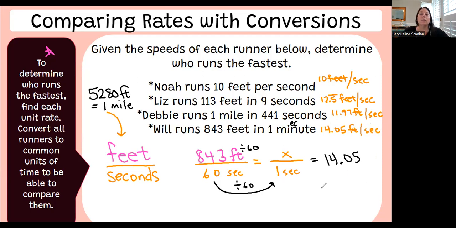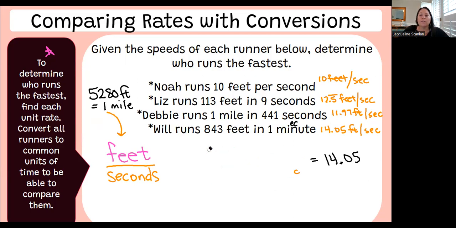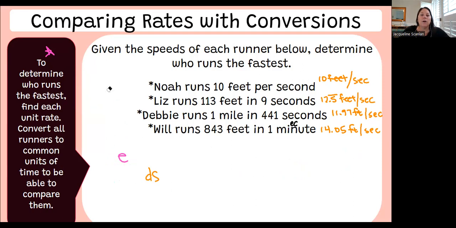Right? So what we did was we converted everything into like units of measure. And now we're able to figure out who can run the fastest by just comparing those numbers. So I can see that Noah runs 10 feet per second, and 10 is the smallest number of feet. 12.5 is larger than that, 11.9 is larger than that, and 14.05 is larger than that. So this means that he's the slowest. He's only running 10 feet.